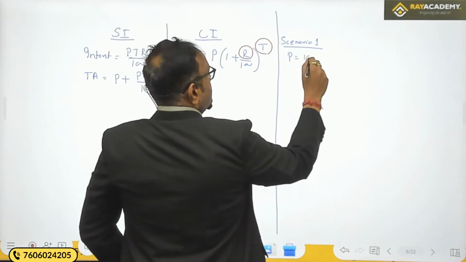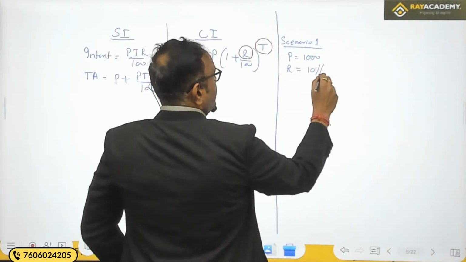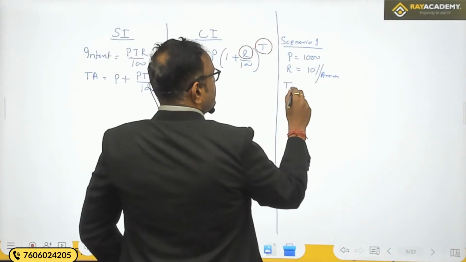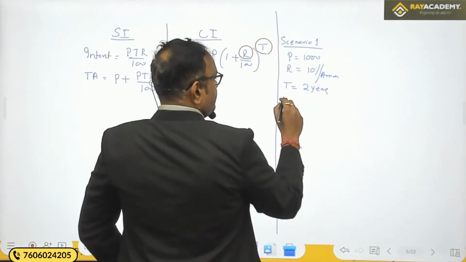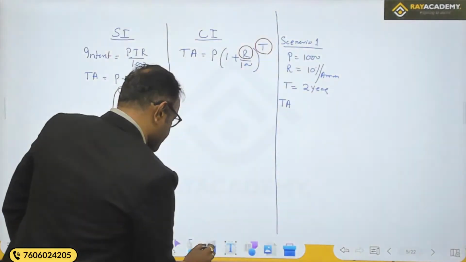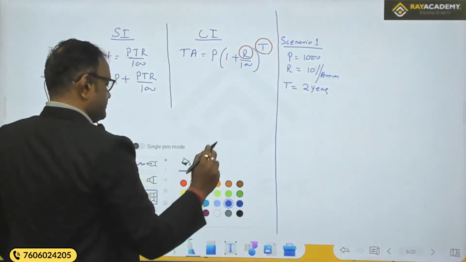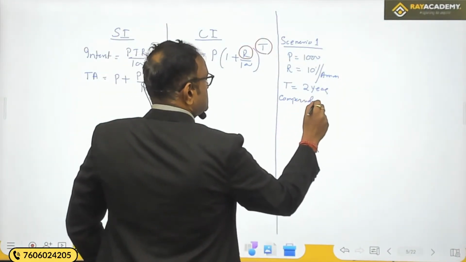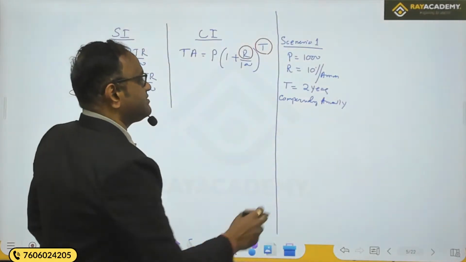Principal is given 1000. Rate of interest is given 10% per annum. And time period is 2 years. So what is the total amount? And one more thing, compounding period also we have to give: compounding annually. This is scenario 1.